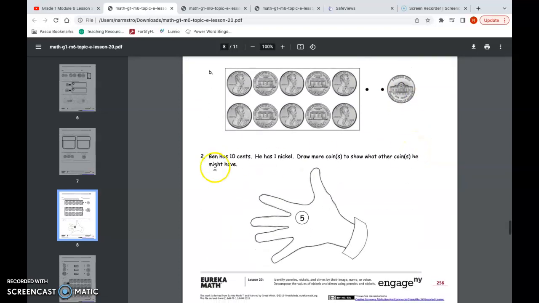Then for number 2, Ben has 10 cents. He already has 1 nickel in his hand, which is worth 5 cents. So you need to draw more coins to equal 10. So, which coin could you add, or coins could you add to make 10? There are 2 different ways you could make this, friends.